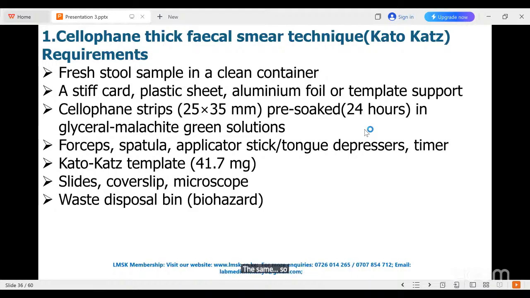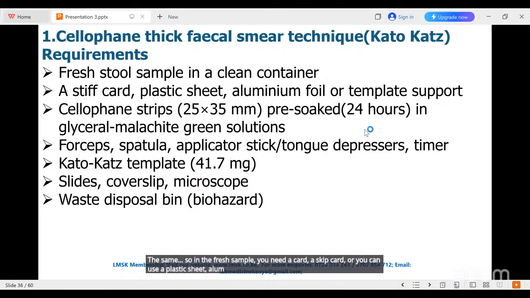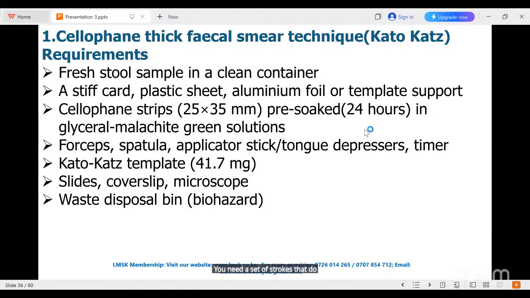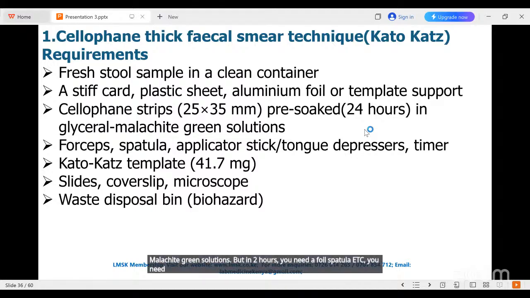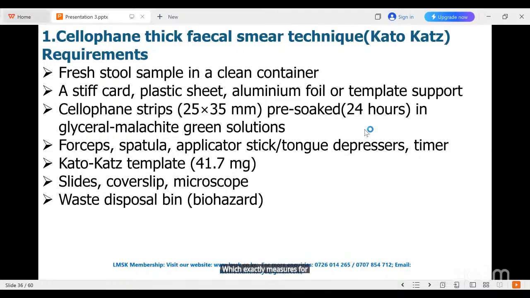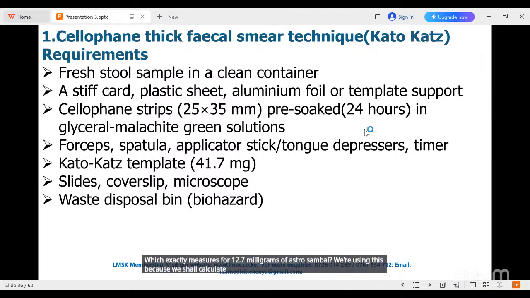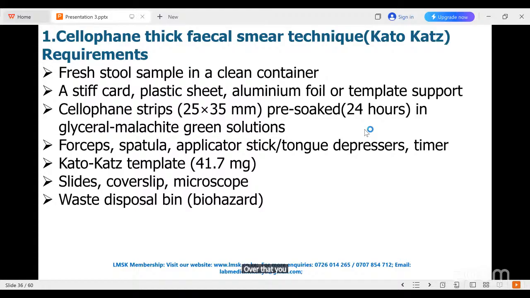So you need a fresh sample, you need a card, a stiff card, or you can use a plastic sheet, aluminum foil template to support your sample. You need cellophane strips that were pre-soaked in a glycerol malachite green solution for 24 hours, you need a forceps, spatula, etc. You need a Kato-Katz template, which exactly measures 41.7 milligrams of a stool sample. We're using this because we shall calculate the number of ova that we are seeing in our sample. That's why we are very specific in terms of this. Then we need slides and then a waste disposal bin.